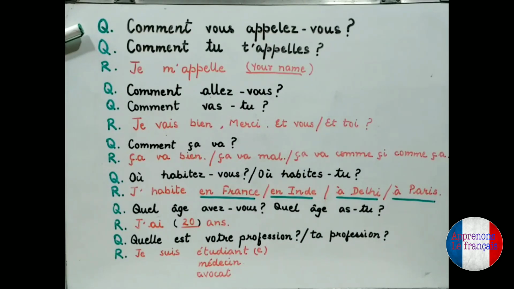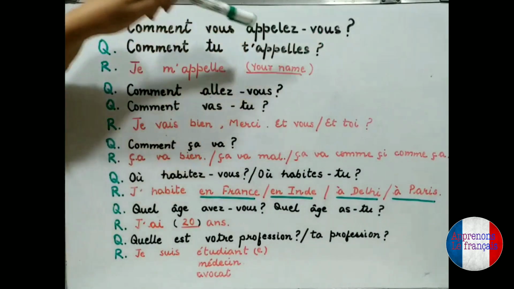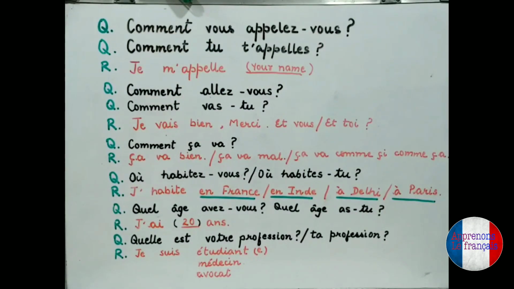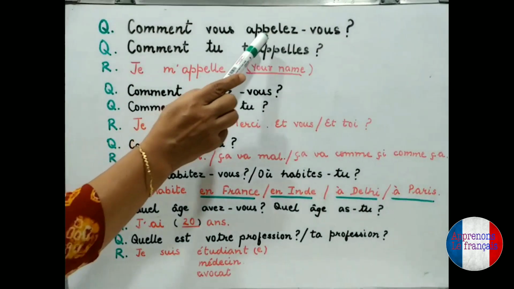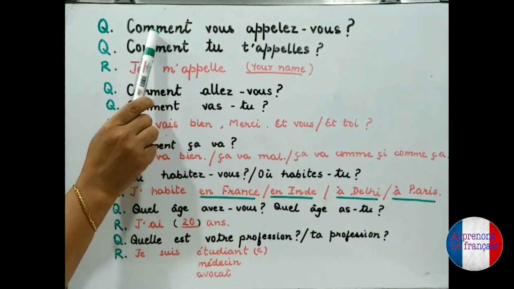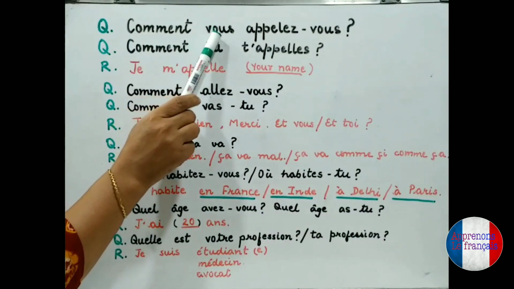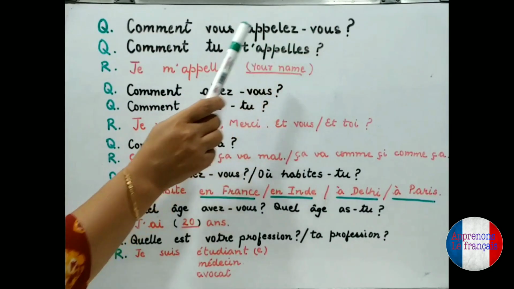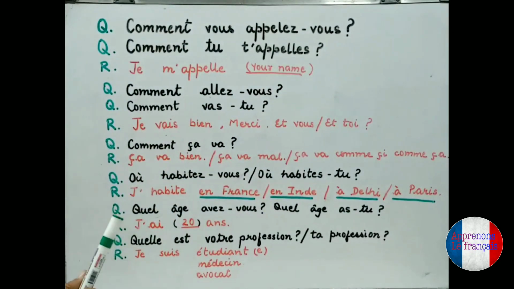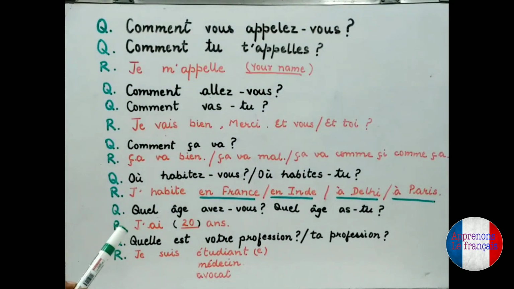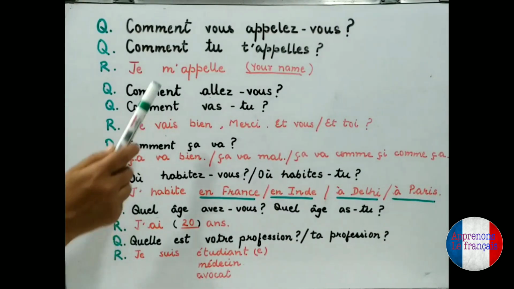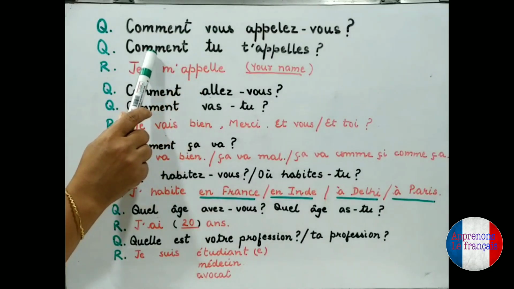So the first question in our basic conversation in French can be comment vous appelez-vous? This we did in the last lesson also, if you have followed the lesson. Comment vous appelez-vous? That means how. Comment is how. How you call yourself. As in English we ask somebody's name when we meet them, what is your name? In French we just say how you call yourself.